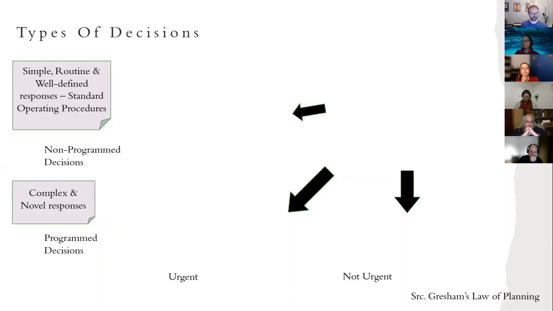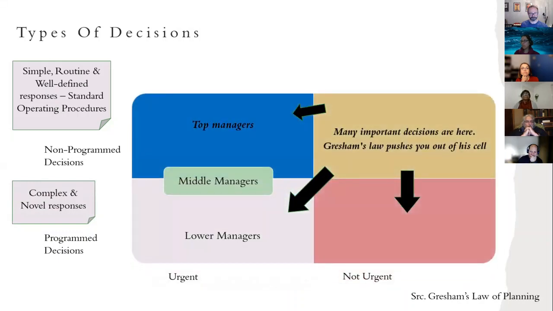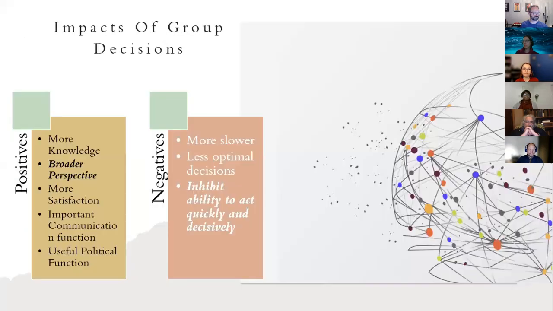But overall, Gresham's law of planning said the best place to be is actually the top right corner of that four square. But most people tend to be in the last boxes, especially the lower managers, who tend to be programmed and very urgently make decisions without taking time to flesh it out and ask, are we actually making the right decision here? Are we looking for the best outcome? But most people just operate like, oh, we used to do it, let's do it that way.